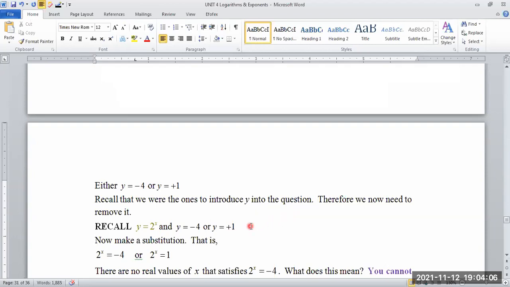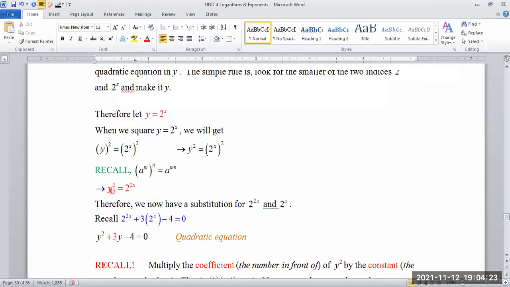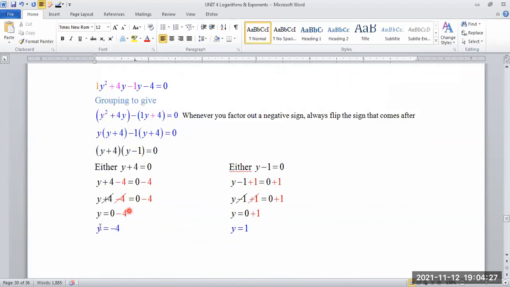So recall that y is equal to 2 to the x. So why not use y squared? I'm not using y squared because I don't have a y squared value here. I only have y. And I'm only using this one because my answer, as I calculated, got only y equals negative 4, not y squared equals negative 4. So if anybody's thinking of that question, that's the answer. Let me answer it before you ask me.